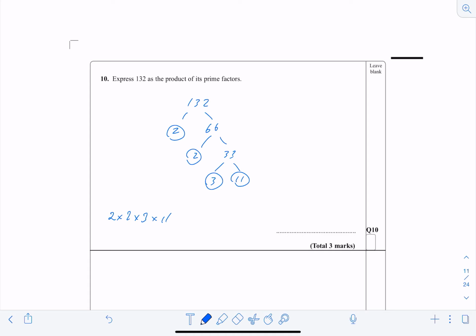We have to express it in index form, usually 2 squared times 3 times 11. Product just means multiply. Prime is a prime number. It's got no factors other than itself and 1. And a factor is something that multiplies in. So factors of 132 are 66, 33, 2, 2, 3, 11, and any combination of these as well. So, yeah, that's our answer.